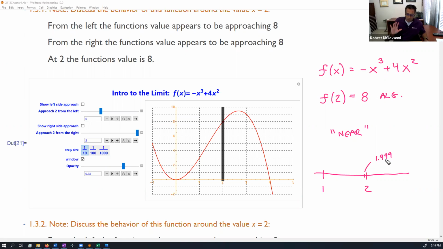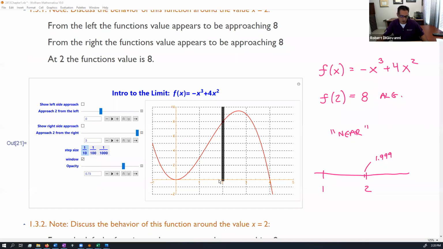Okay. So back to this function. We're looking at it. I don't care about what's happening at 2 anymore. We already know what's happening at 2. At 2, it's 8. I want to know what's happening near 2. So by looking at the graph, can you tell what's happening? Just look at this graph. Can you tell just by looking what's happening near 2?